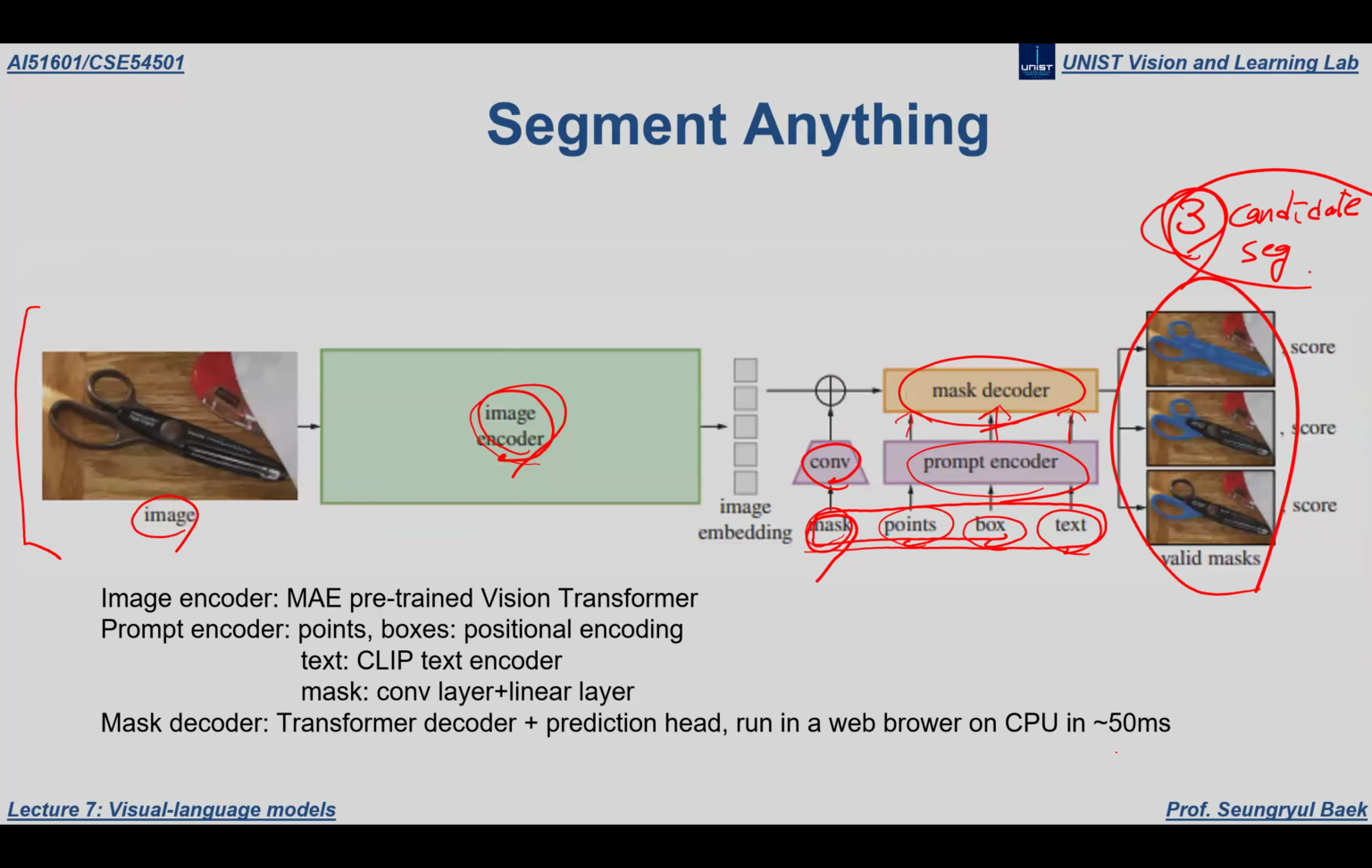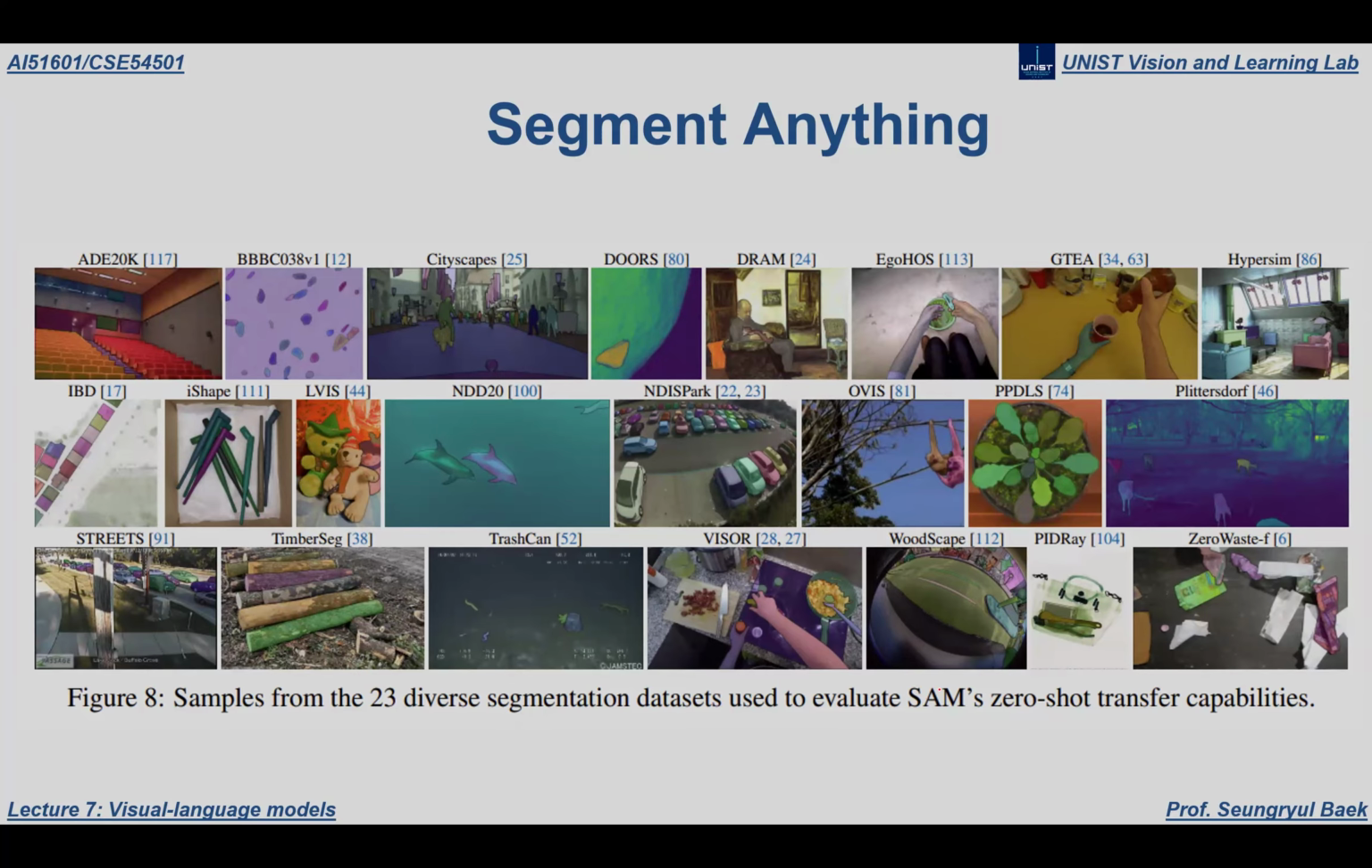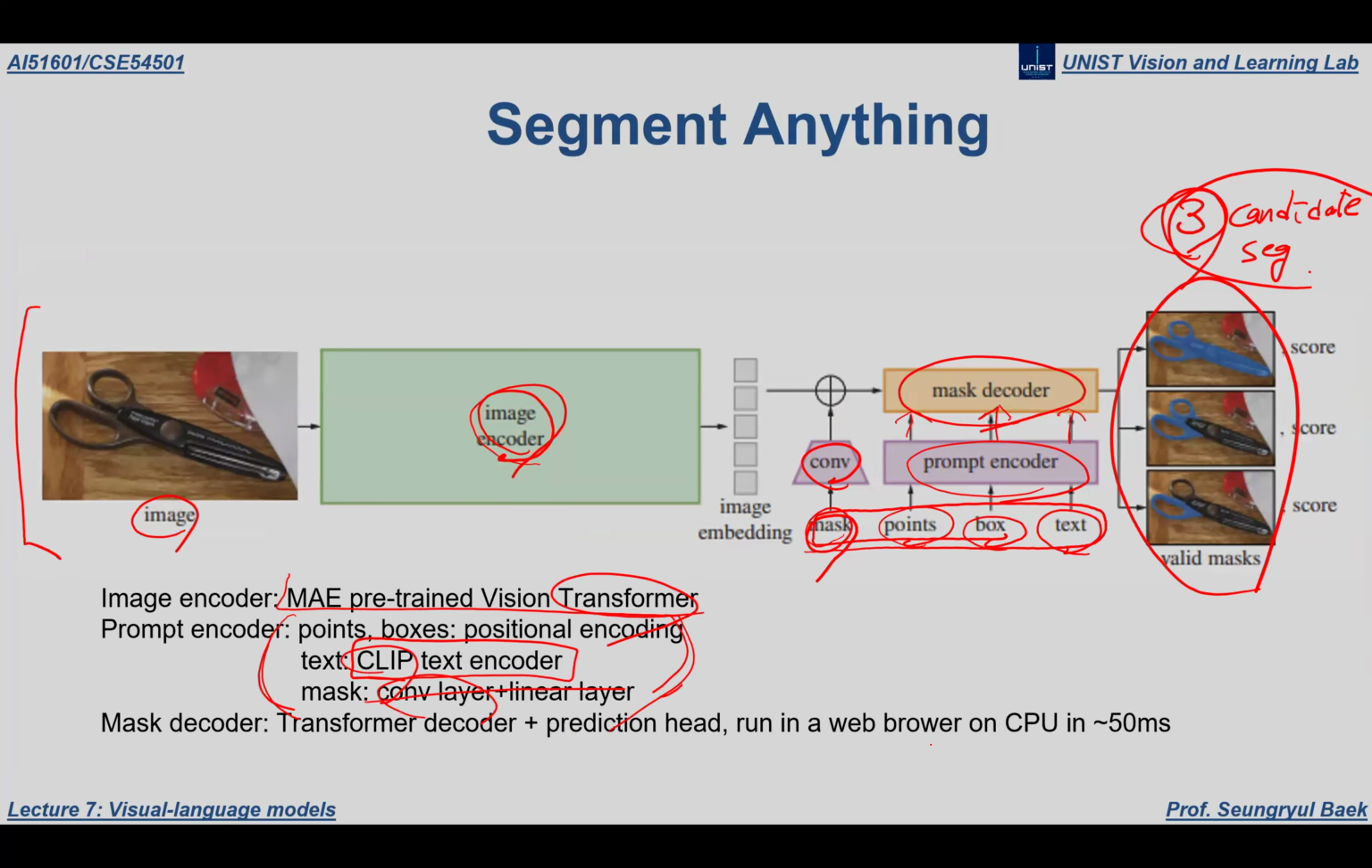Okay, and also their architectures mostly use the transformer. Okay, and for text signals they use a text encoder, the CLIP text encoder, and masks are processed with convolutional layers and so on. Okay, and this is a segmentation result. Okay, so for any image following this prompt, they provide some candidate segmentation masks.